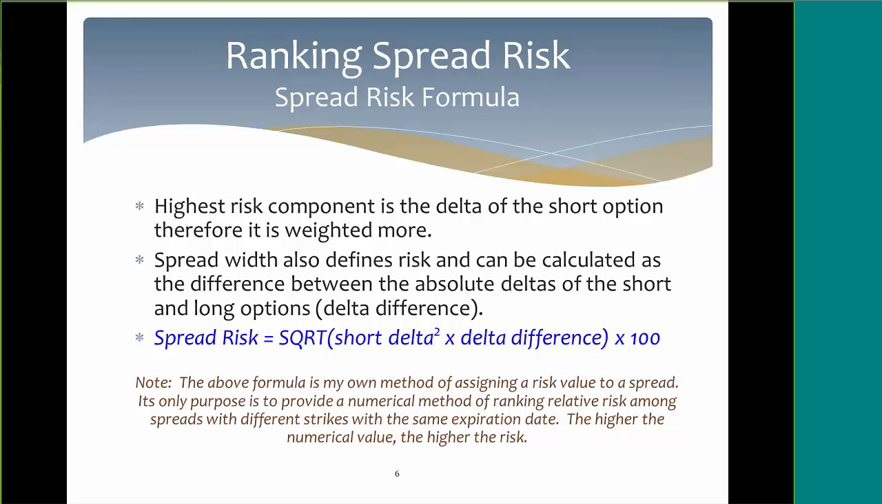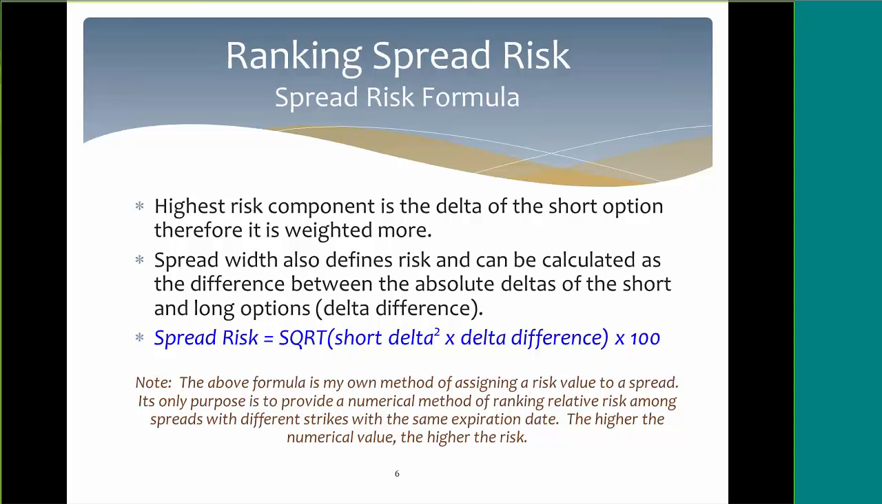Therefore, I weight it more, whereas the spread width, which I also use in defining the risk, is the absolute difference of the deltas between the long and the short. So I came up with this formula. It's pretty simple: I square the short delta, multiply that times the delta difference, take the square root, and multiply times 100. And what this does is give me a risk value for a spread.